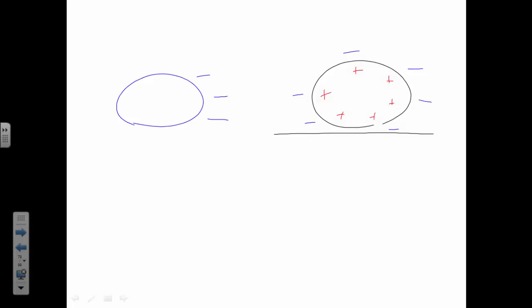But let's just say it's equal to start with, and I bring near it this balloon, which has a bunch of extra electrons on one side. What's going to happen as I move it near this can? I'm not going to touch it. So there's no touching. If there's no touching, I can't transfer the electrons, unless I can get an arc to go across.